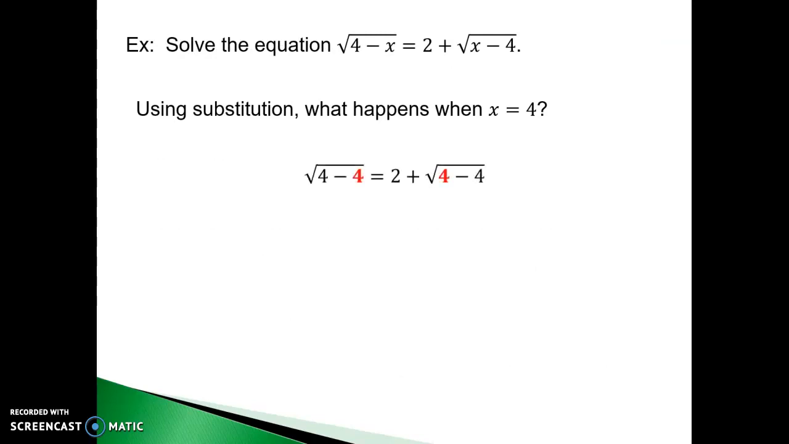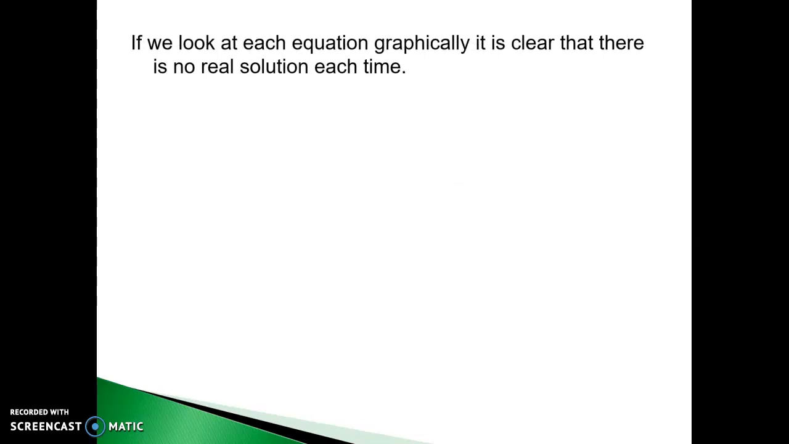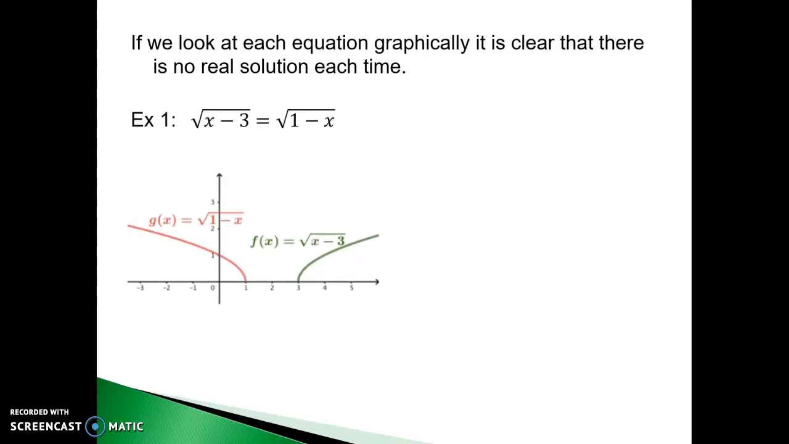So if I use substitution, I'm going to have 4 minus 4 under the radical on the left and 4 minus 4 under the radical to the right, but 0 is not equal to 2 plus 0. So that means x equal to 4, which was the only possible real solution, does not give me a true equation, so there is no real solution. And that was a lot faster than what I had to do in the previous when I had to FOIL twice.